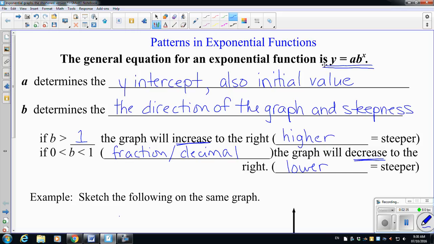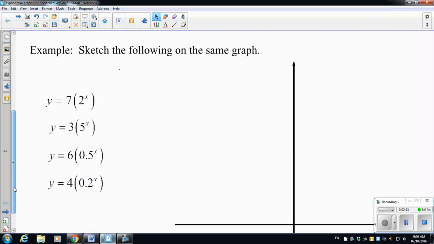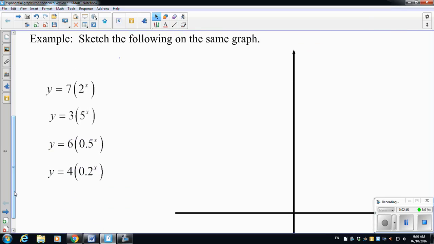What that means to our graphs is instead of having to make a great big table of values, we should be able to use those patterns to quickly sketch a graph and get a rough idea of what it looks like. So the patterns being knowing something about the base and knowing something about that initial value.